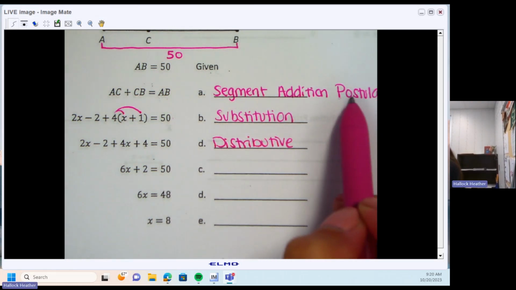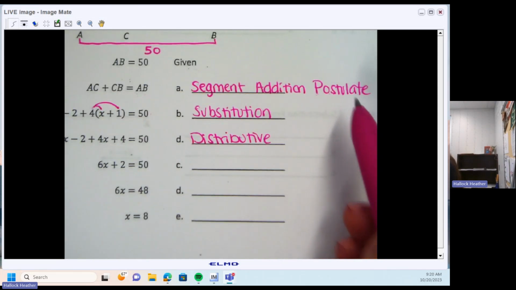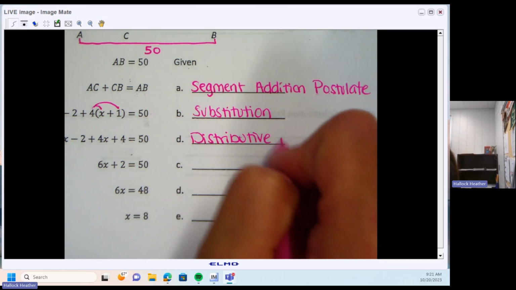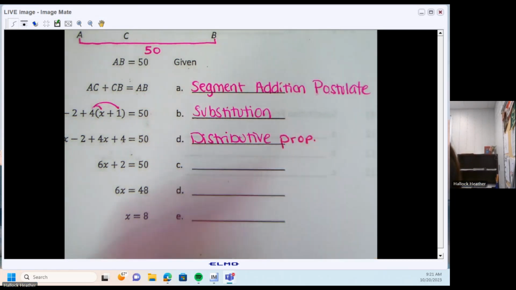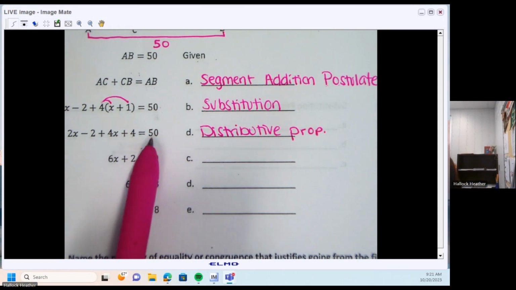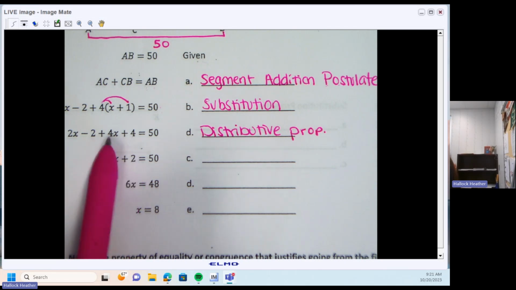Postulate, P-O-S-T-U-L-A-T-E. Oops, sorry. There you go. So it's like a theorem. So distributive prop. So if I distribute, now I have this. And then I went from 4 terms on the left side to now only 2 terms on the left side. So what did I do from this step to this step?